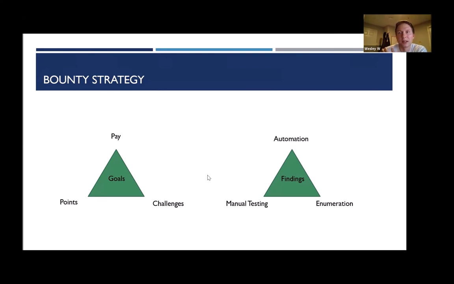So maybe to go back to that other triangle, why might you want any of those things? I think challenges can be great to really push yourself, see if you can win when competing against other people. Pay obviously is just money. Extra money is always great.